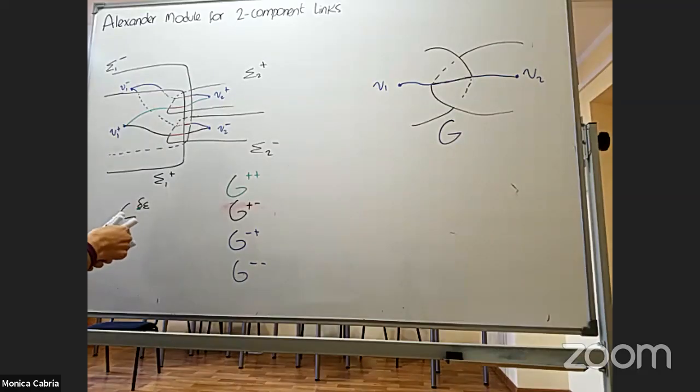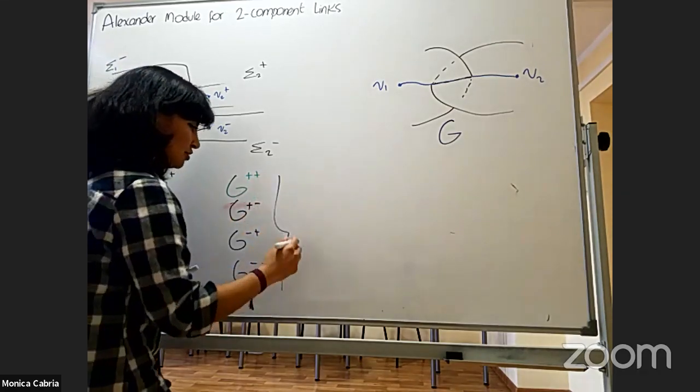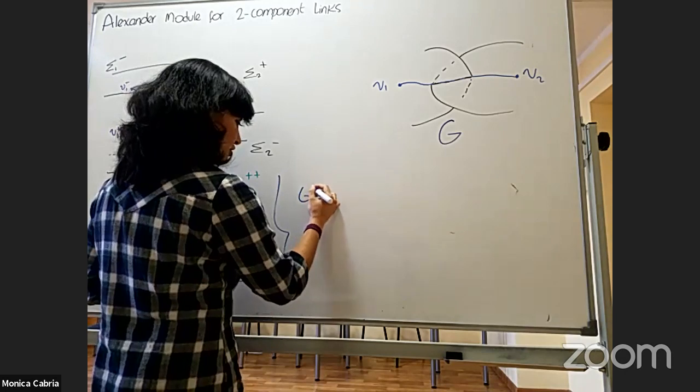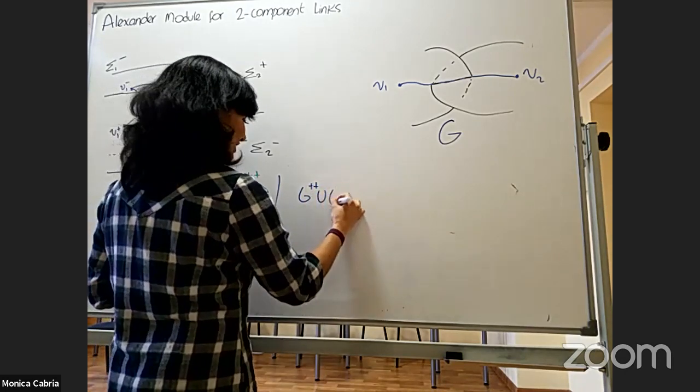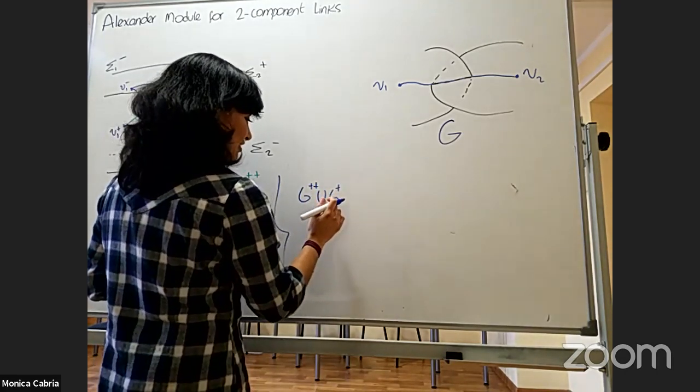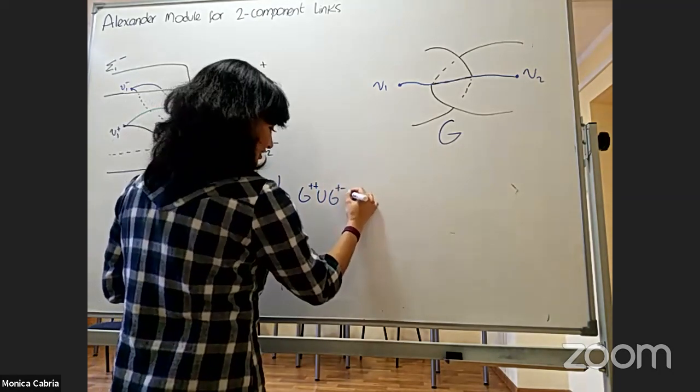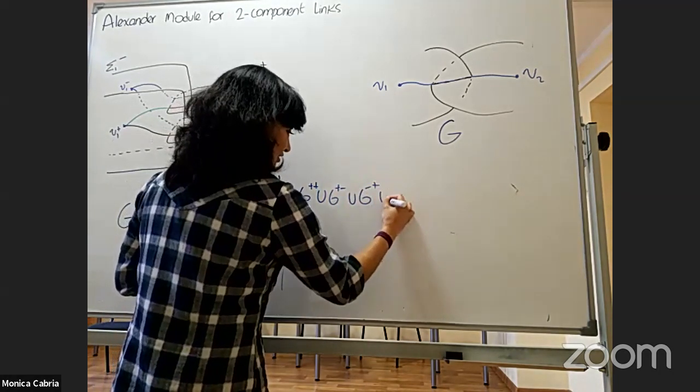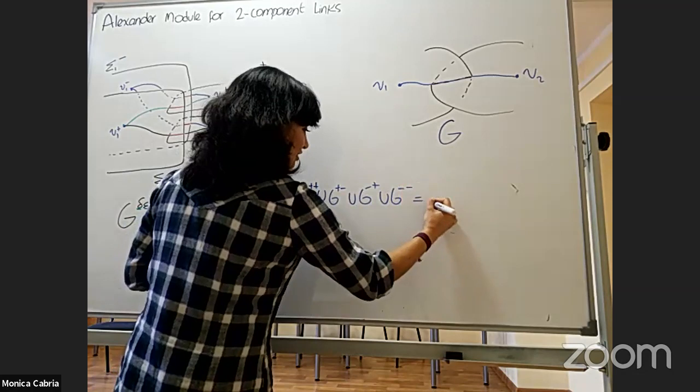And the union of these four graphs is called gamma. We'll use it later. We're going to call it gamma.